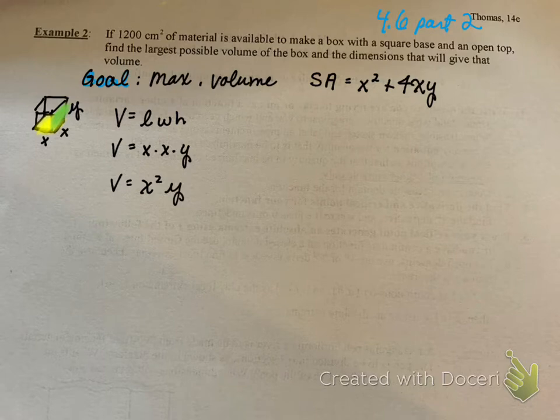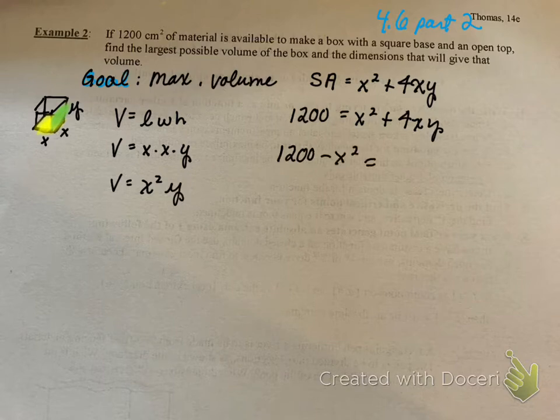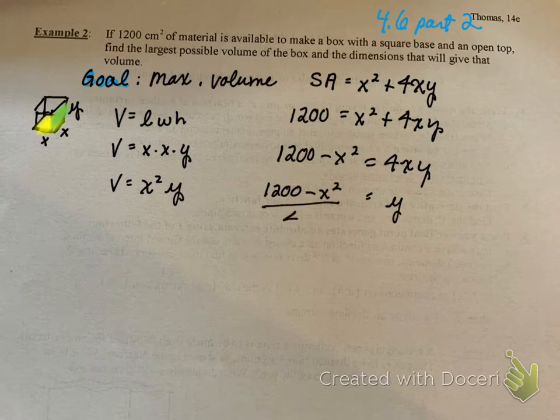Okay, the surface area was given to us as 1,200, so I get 1,200 equals x squared plus 4xy. And once again, I want to get this in terms of y, because if I could substitute in for y, then I can take the derivative of the function. So I'm going to move the x squared over, and I get 4xy equals 1,200 minus x squared. Now to isolate y, I'm going to divide both sides by 4x to get (1,200 minus x squared) divided by 4x.